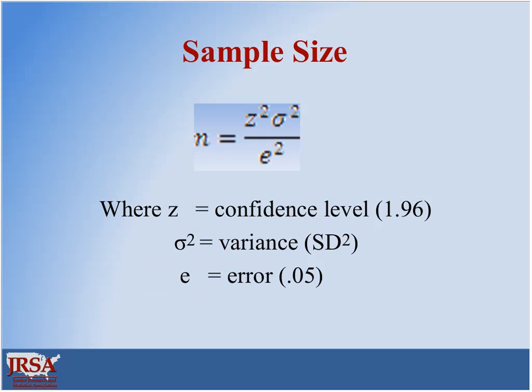So that sample size will be a function of the confidence level Z, the variance, which is the standard deviation squared, that sigma squared term, and then the error rate. And we'll just use a 0.05 error rate as an example. So there's the formula. As you can see, that's the confidence level times the variance divided by the square of the error rate.